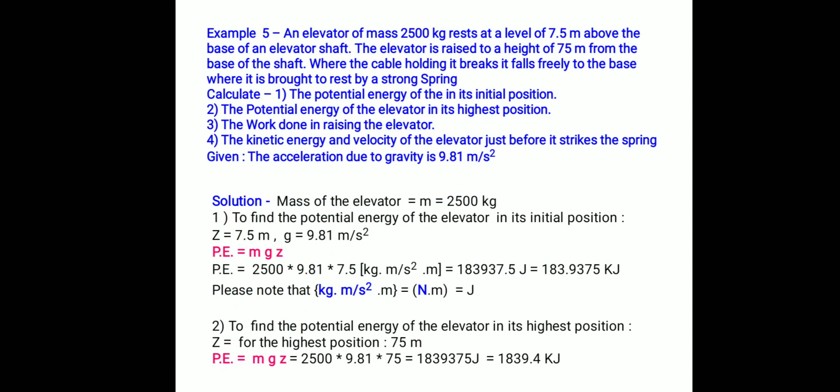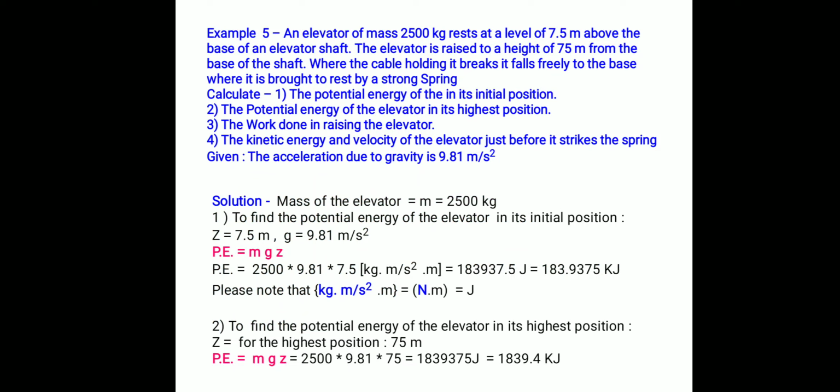Let us discuss the next example. Example 5. An elevator of mass 2500 kg rests at a level of 7.5 meter above the base of an elevator shaft. So mass is given, that is small m is 2500 kg. Then z is given, that is height 7.5 meter. The elevator is raised to a height of 75 meter from the base of the shaft. So the modified condition is there, that is z is 75 meter.